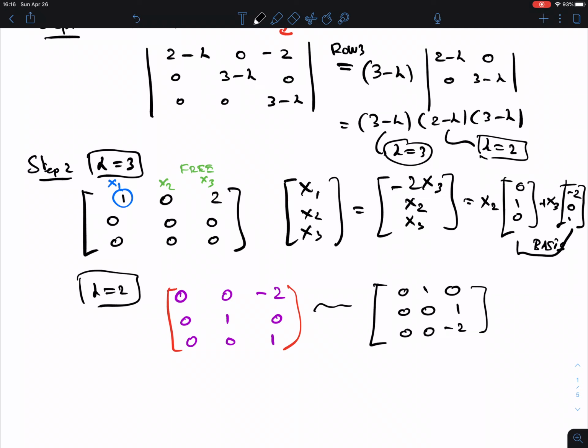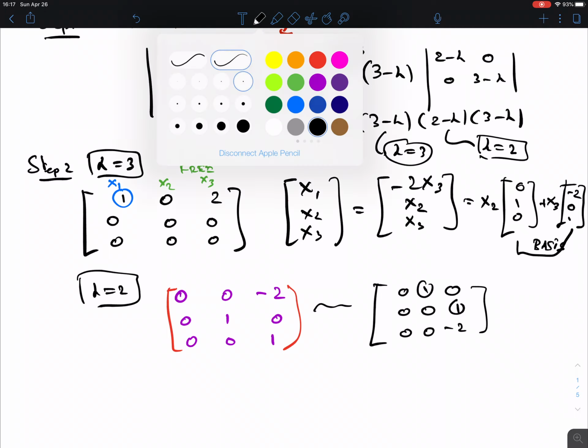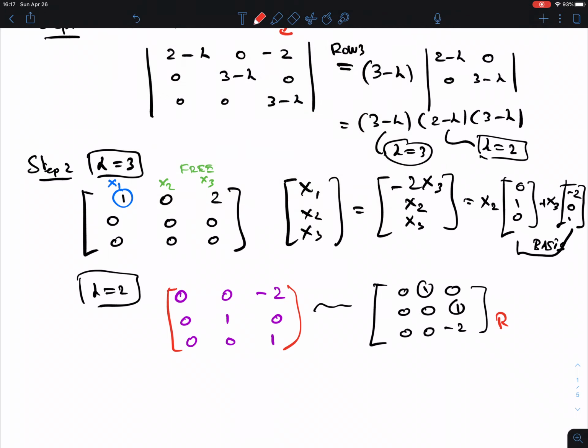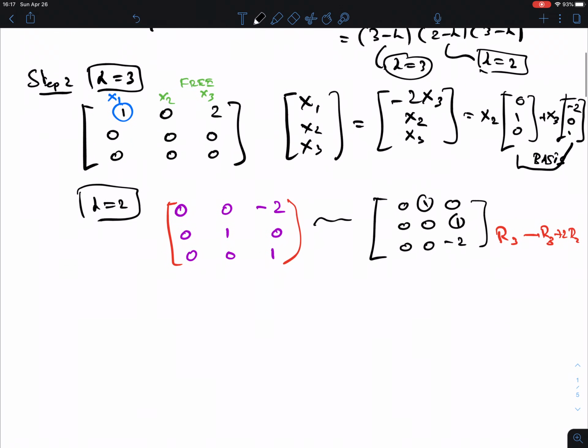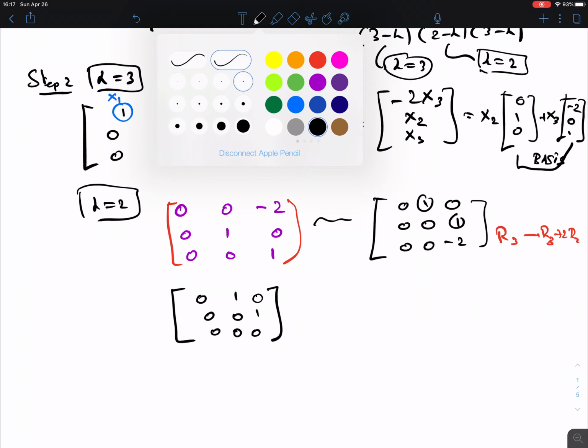Okay, what is missing is, of course, it is not echelon form, right? Because we have this pivot and this pivot, so we have to do one more row operation, namely row 3, replace that with row 3 plus 2 times row 2, and then we are done. We're going to get 0, 1, 0, 0, 0, 1, 0, 0, 0. Great.